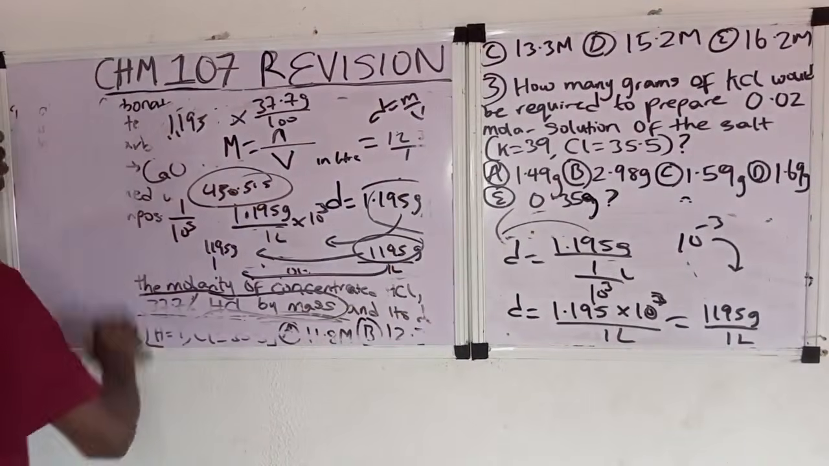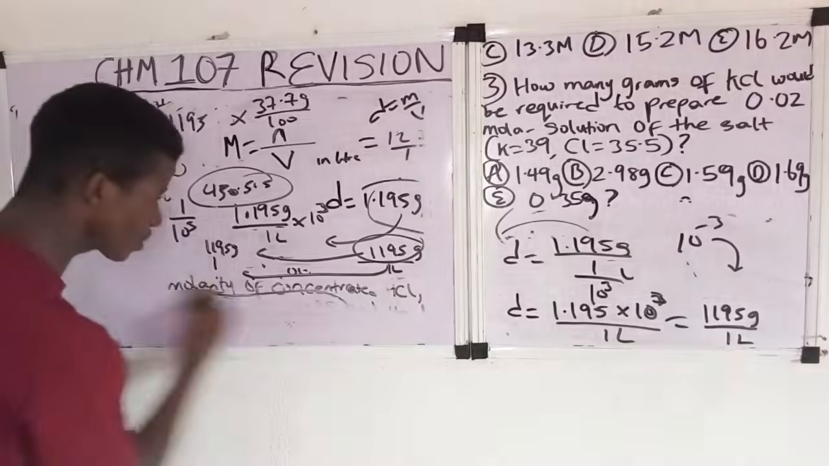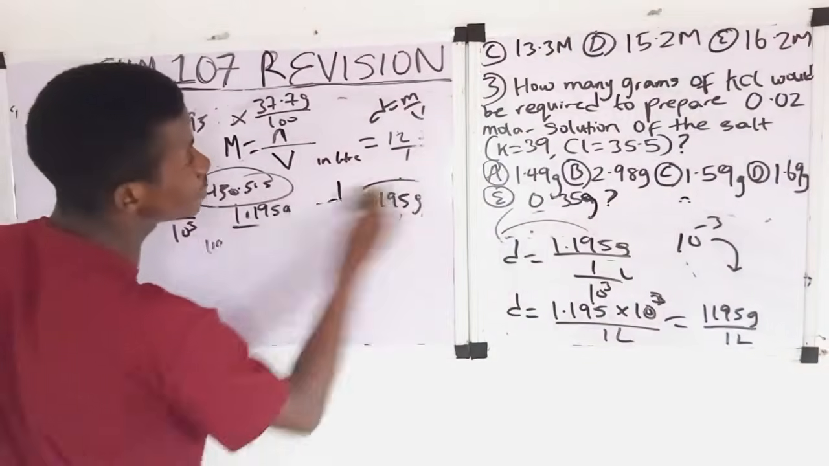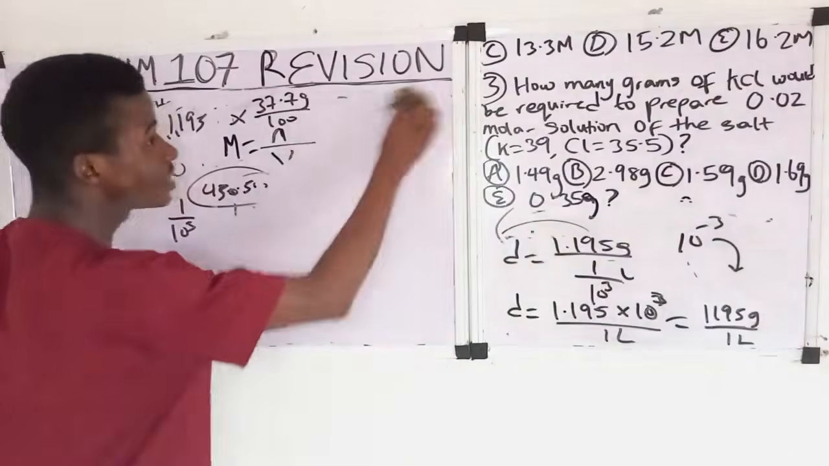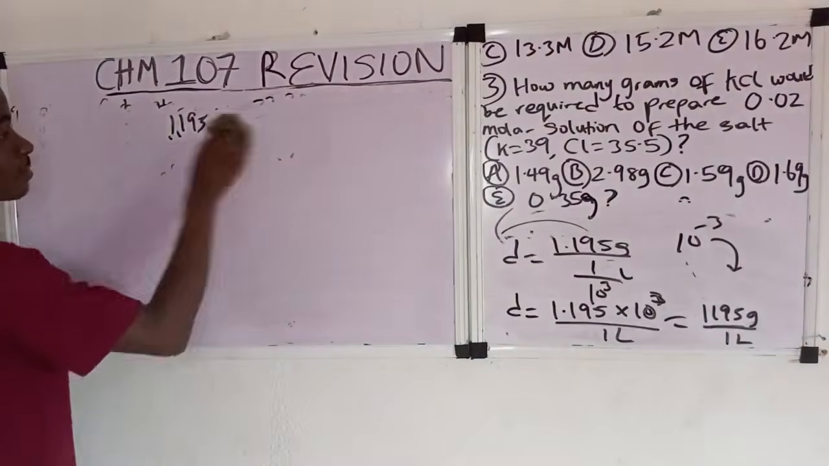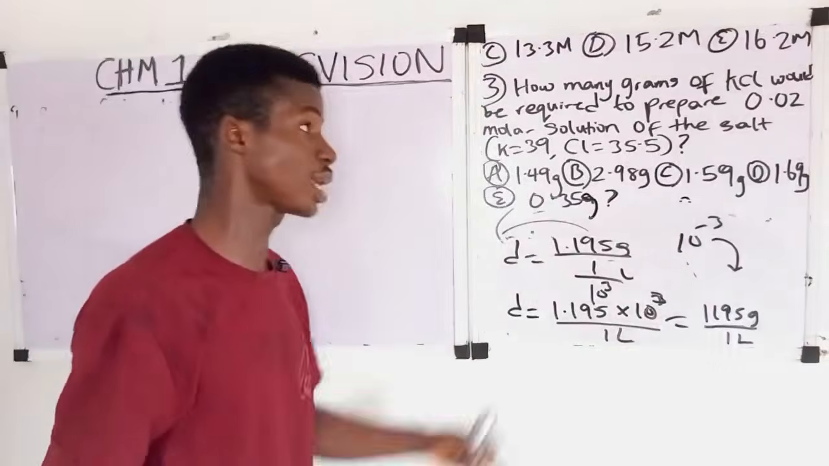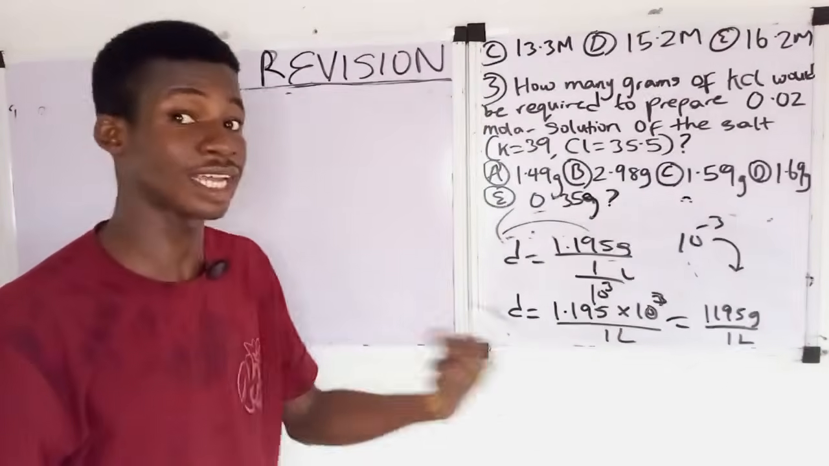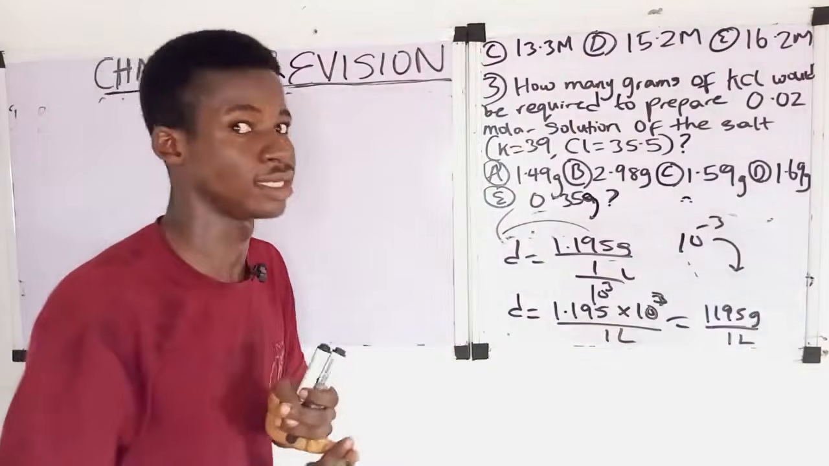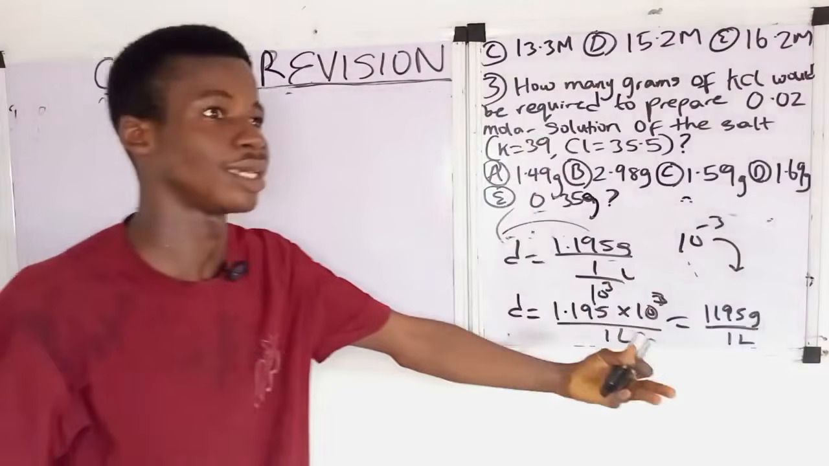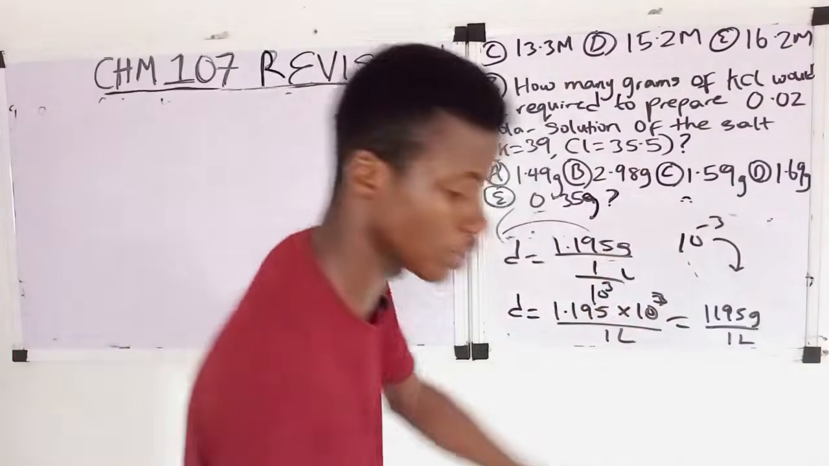Now let's move to the next question, which is question 3. Question 3 is molarity as well. Let me tell you that in your CHM107 exam, the more questions you do, you find out that most of them are coming from molarity, stoichiometry, acid, base, and salt.